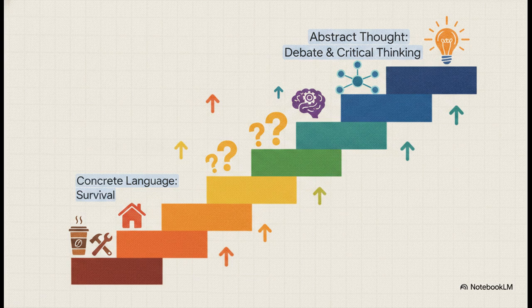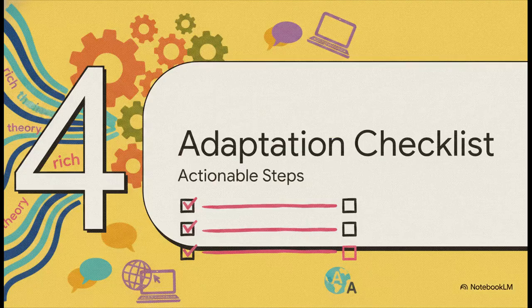They should be comparing ideas, evaluating situations, and solving problems. If the lesson is just repetitive drills with no real communicative purpose, that adult learner is going to get bored, and you're going to face quiet resistance. Which brings us to our final stop, Section 4, the adaptation checklist. These are the actionable steps you can take for your very next lesson.